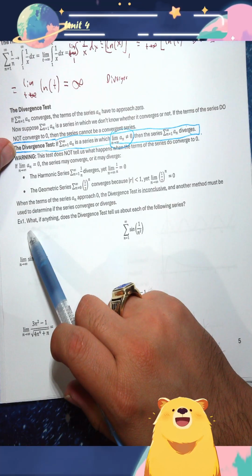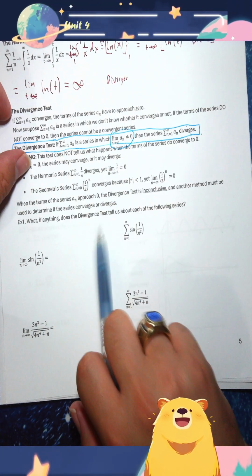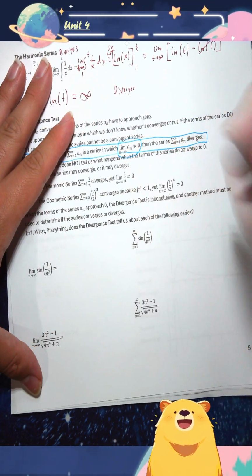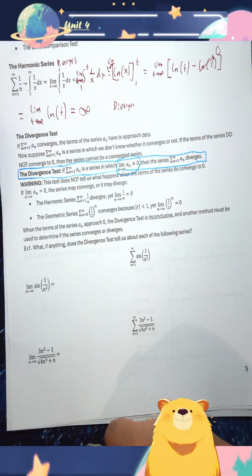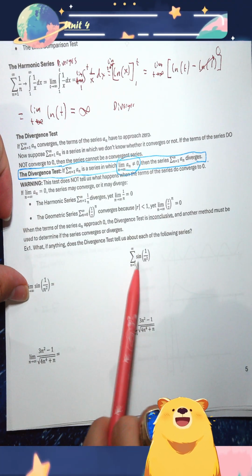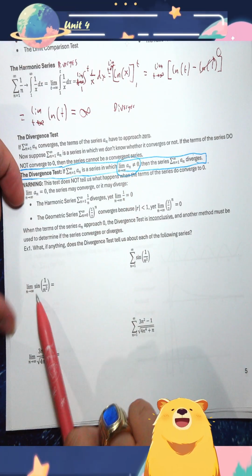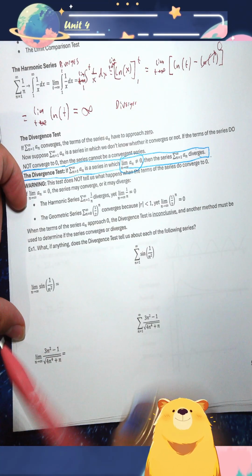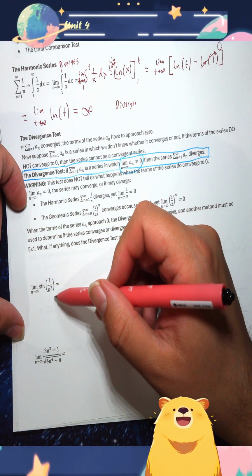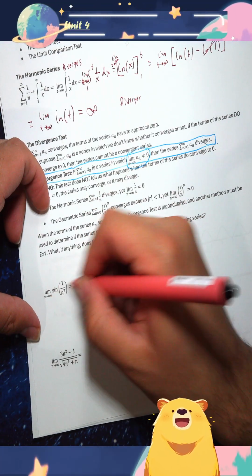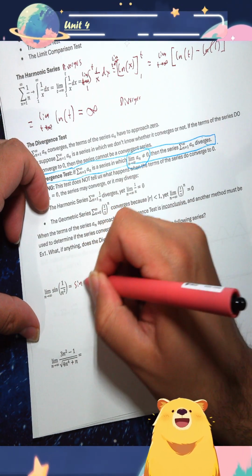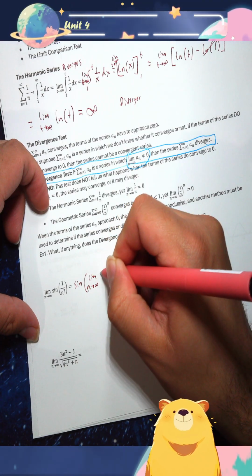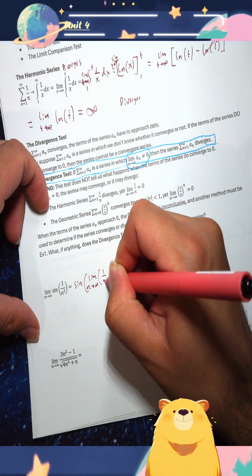So, example 1 reads, what, if anything, does the divergence test tell us about each of the following series? So we have this guy first. And what we're going to do is we're going to take the inside of the sum, and we're going to make it to where it's the limit of n going towards infinity. So for here, we're going to use one of our limit properties where we can just write the limit inside this function, the limit as n goes to infinity of 1 over n squared.